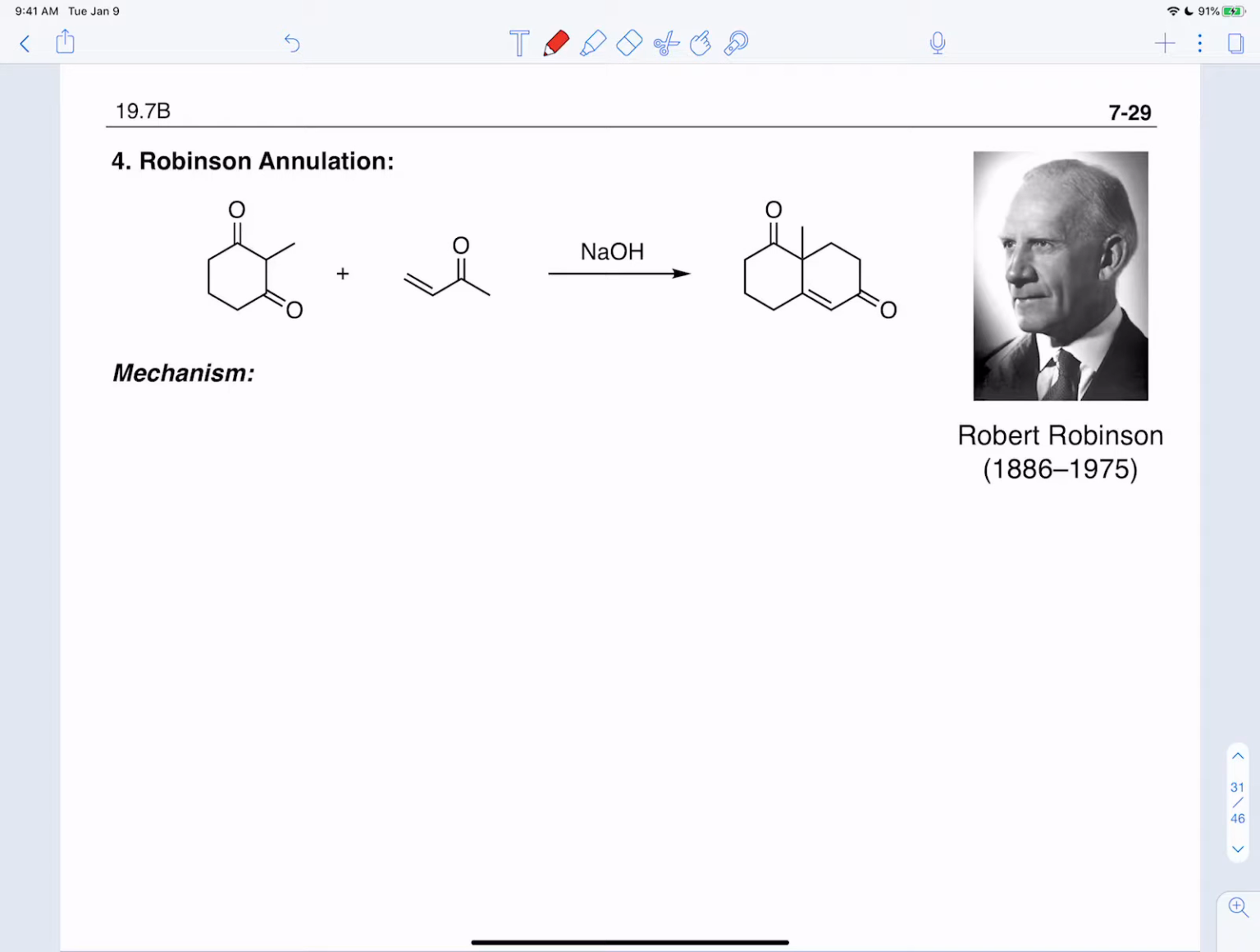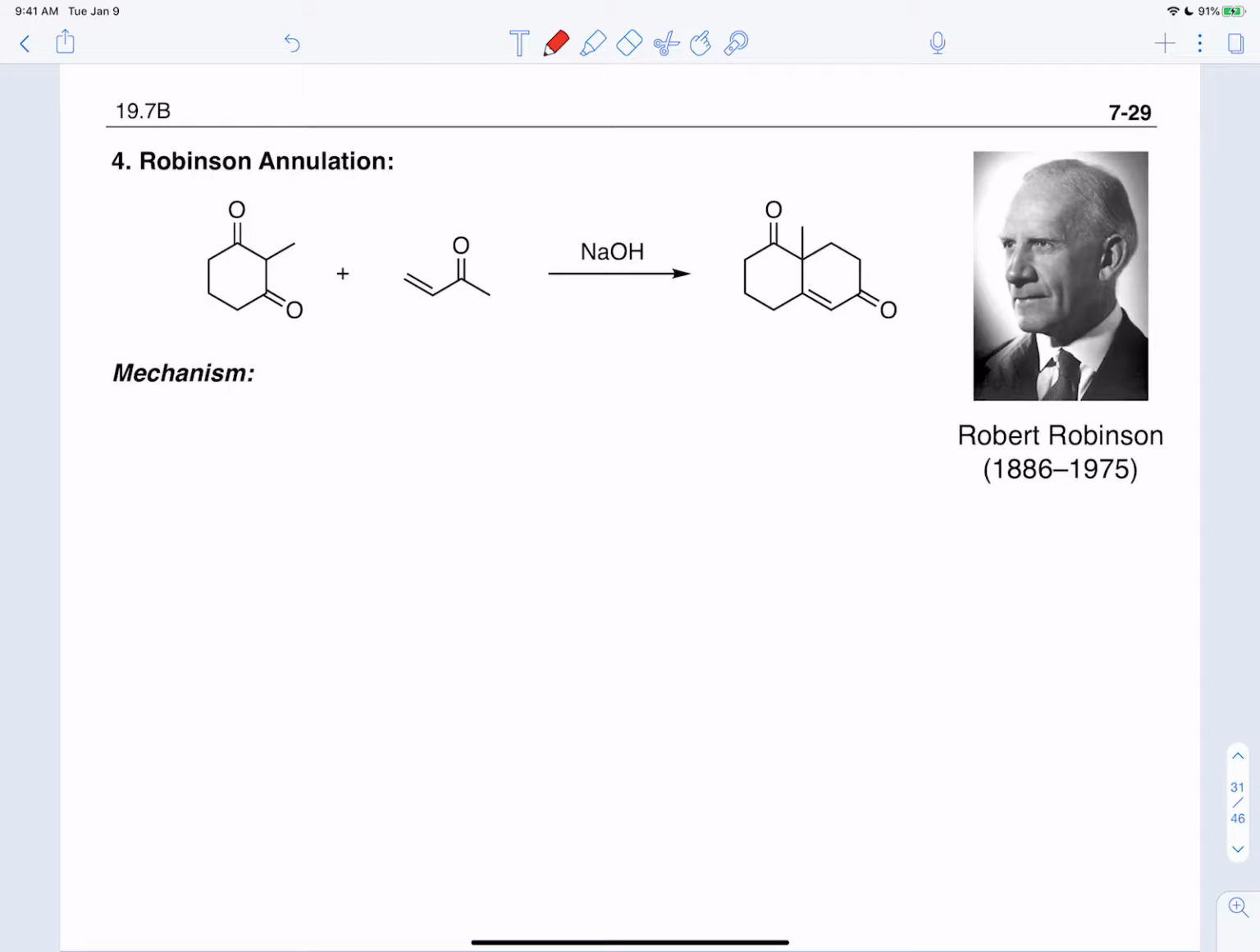Now we got Robert Robertson. He was actually a highly prolific organic chemist of his time. He made lots of very complex molecules at a time that I can't imagine trying to do the type of chemistry he did. And this is actually going to be simply a combination of two reactions that we just learned.